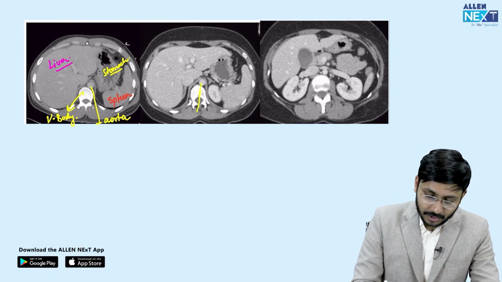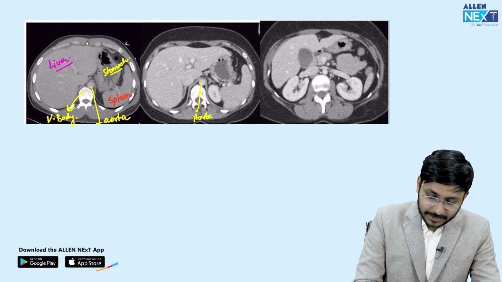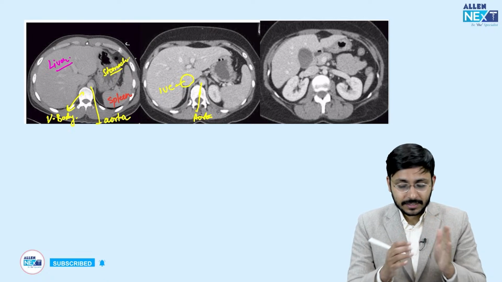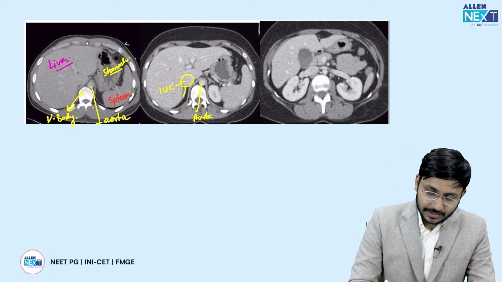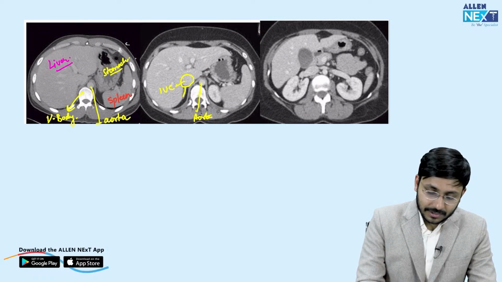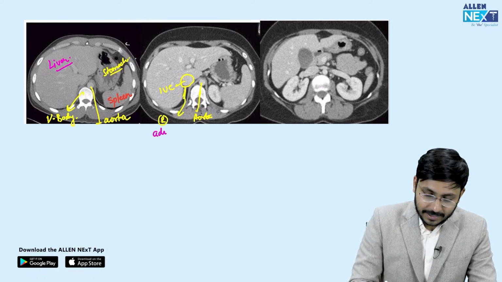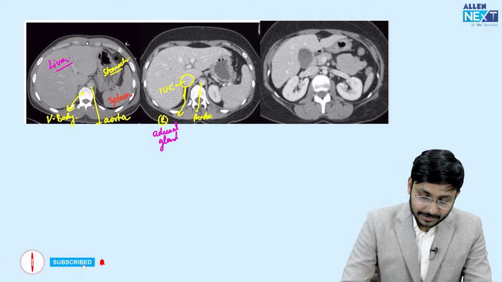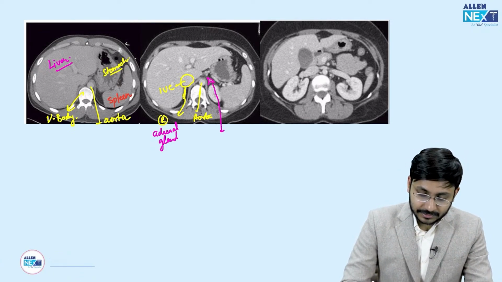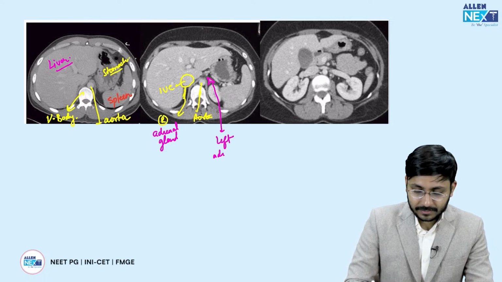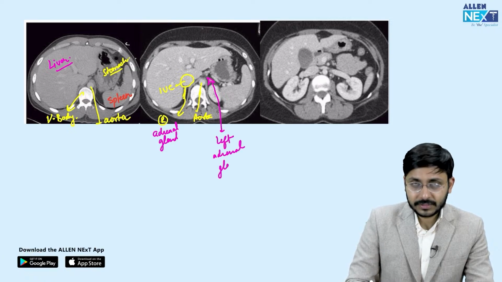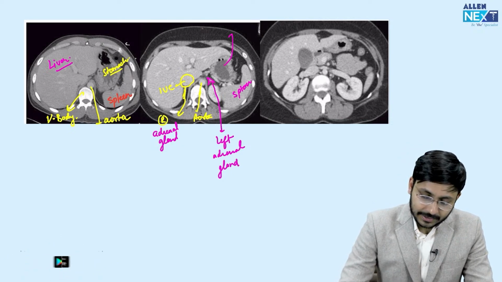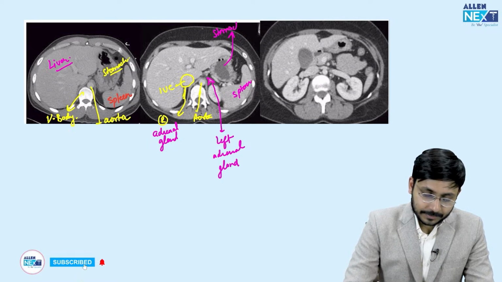Again, this will be the aorta. This vessel right here is the IVC. And just beneath the IVC, we have this right adrenal gland. Which is the left one then? This triangular shaped structure is the left adrenal gland. Now this structure right here is the spleen and this is the stomach that I have labeled.